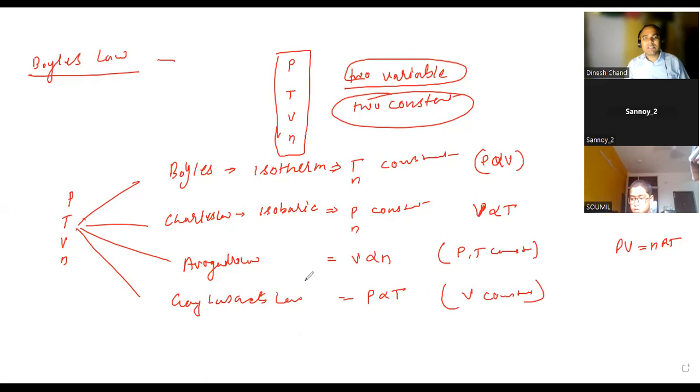This is generally called isochoric. Isochoric means the volume is constant. Here the temperature and pressure are both constant, so we cannot use that one. So we are going to study Boyle's law in detail. Getting my point?